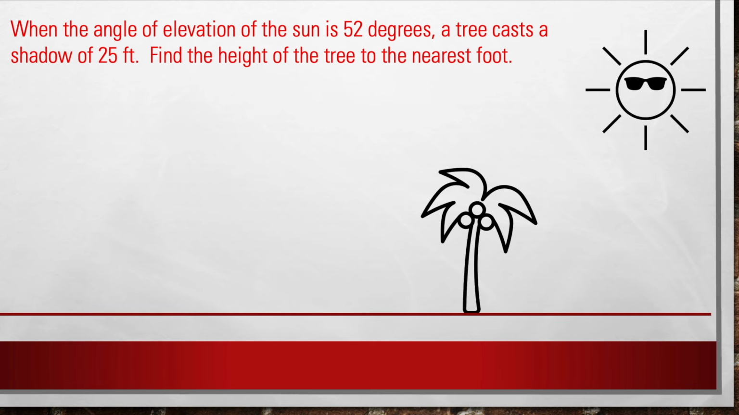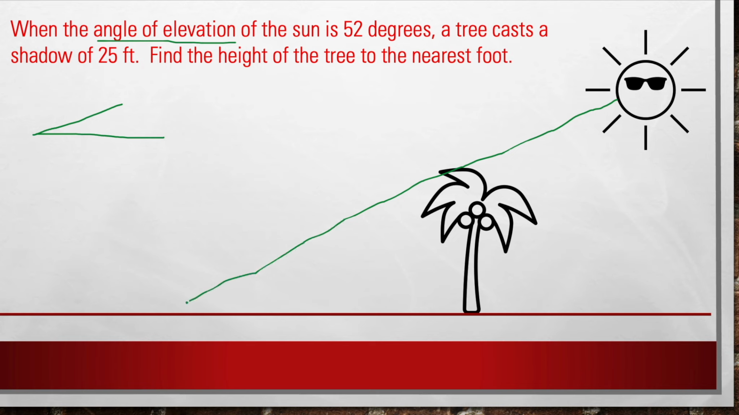So I've got a little picture here. Essentially, all angle of elevation means is this angle with a horizontal line that points up. So in this case, if the tree is casting a shadow here, it's going to be casting it from the sun. If you draw that out, the shadow would be this bottom line here. And what this angle of elevation means is this angle here, between the horizontal line and the diagonal line, is going to be 52 degrees.